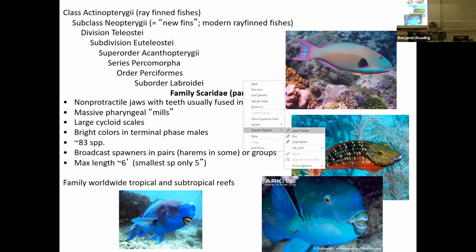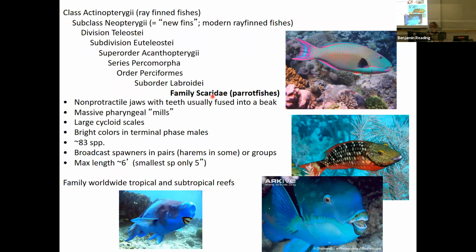So here's the next group of fishes, family Scaridae, the parrot fishes. Now, one of the primary features here, Scaridae is relatively easy for me to remember how to spell. They have non-protractile jaws that are fused into a beak. Look at this powerful beak. They call them parrotfish. They've got a beak like a parrot.